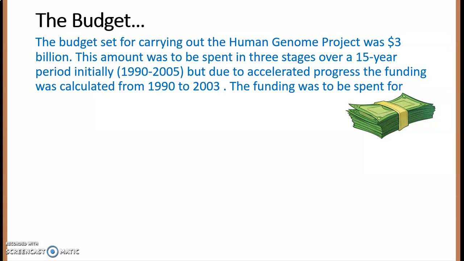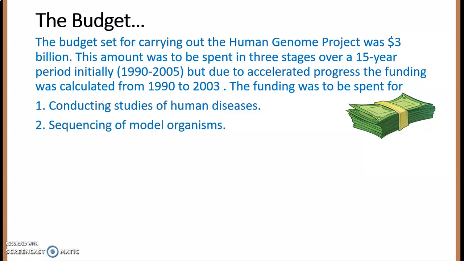Okay, and this funding was spent on conducting studies of human diseases: what are the genetic diseases caused by differences in the genome? Those studies were carried out. Also on sequencing model organisms. Besides sequencing the human genome, it was important to sequence some model organisms like E. coli, Saccharomyces cerevisiae, Arabidopsis, Drosophila, and so on.